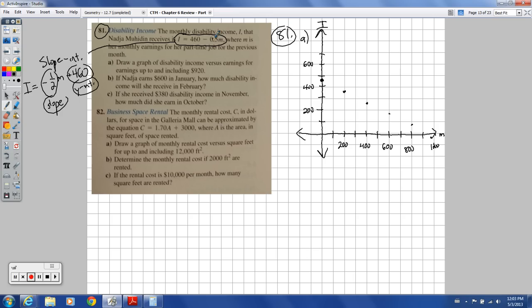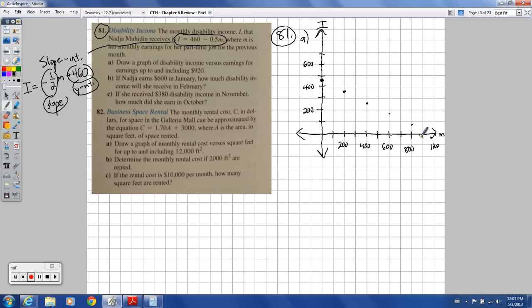Well, if we plugged in, it says up to and including 920, so I don't want to go there. So 920, if we plugged in 920, half of 920 is 460.